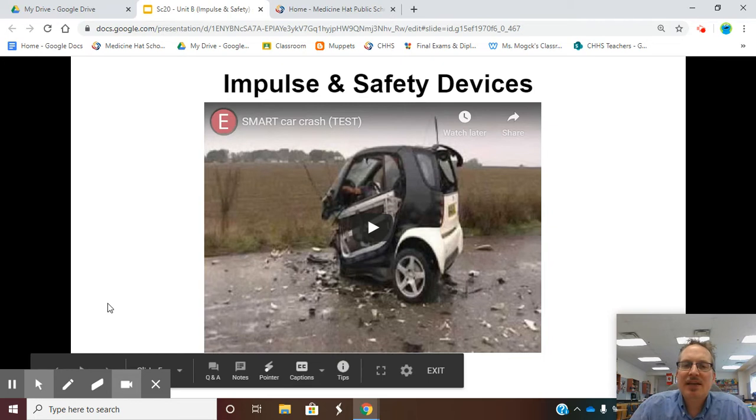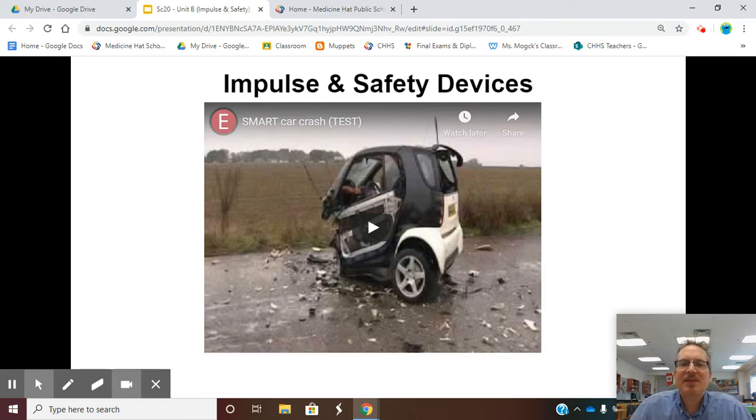What I would like us to do is let's watch a safety video about this smart car and the changes they've made. Pay close attention to all the little safety features because we will need this on the worksheet later.